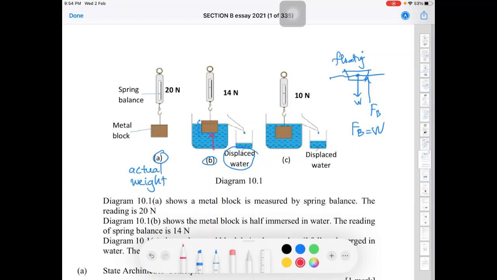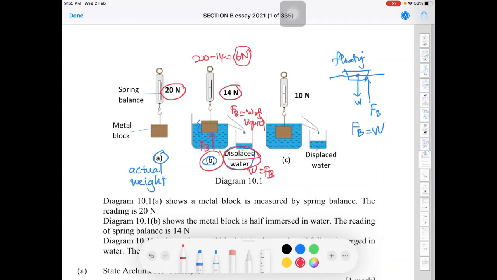Jadi macam mana kita nak cari buoyant force? So buoyant force is actually equals to weight of liquid displaced. Jadi kalau you measure this displaced liquid, you akan dapat the weight tu sama dengan buoyant force untuk case B. Jadi macam mana kita nak tahu? So ini actual weight, this is kita call apparent weight. Jadi kalau you tolak 20 tolak 14, you akan dapat 6 Newton. Jadi 6 Newton ni is actually the buoyant force acting dari bawah ni, tolak the object ke atas. That is buoyant force untuk case ini. Alright?